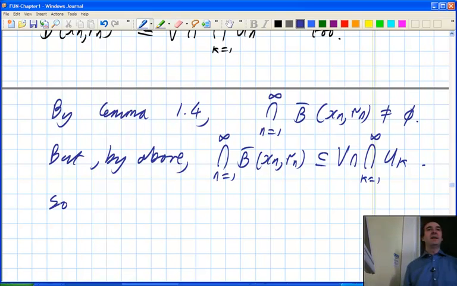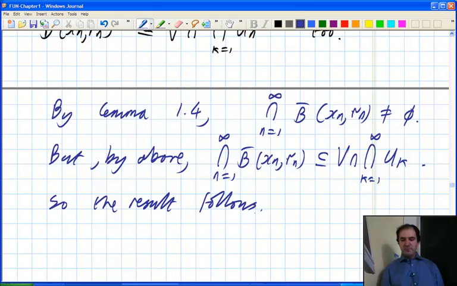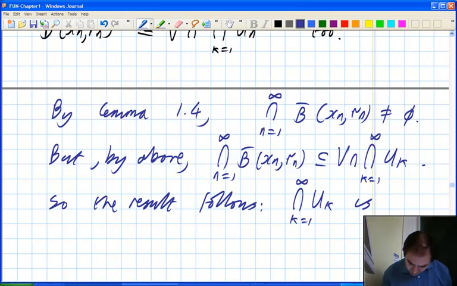It doesn't matter whether you use K or N, so the result follows. We've proven this intersection is non-empty, and that's true for every non-empty open set V. And so the intersection from K equals 1 to infinity of U_K is dense in X.